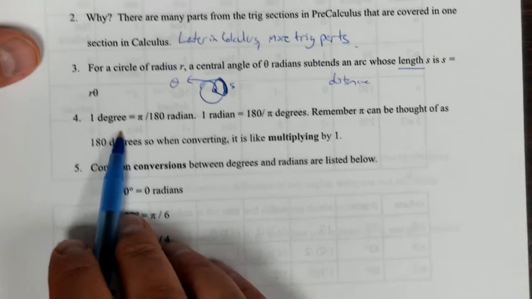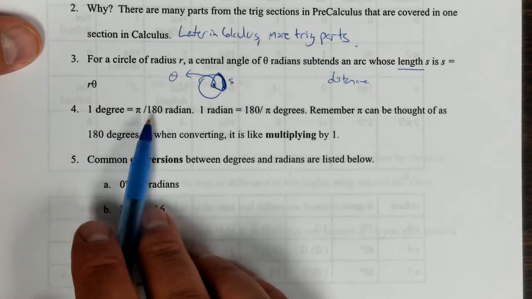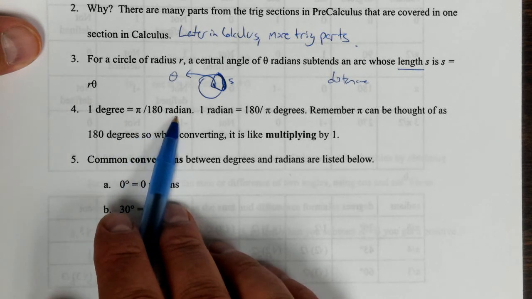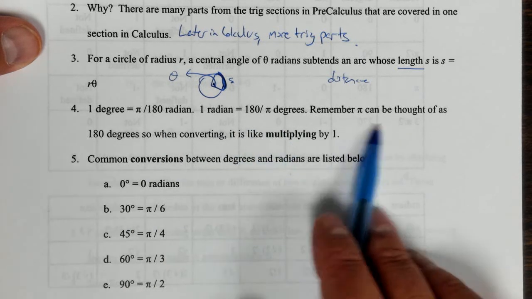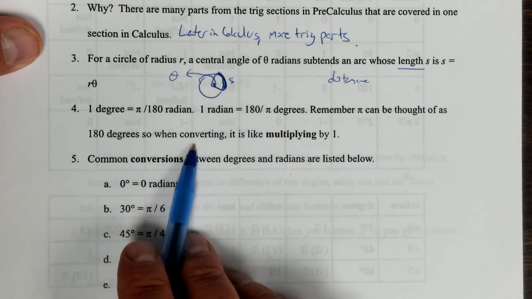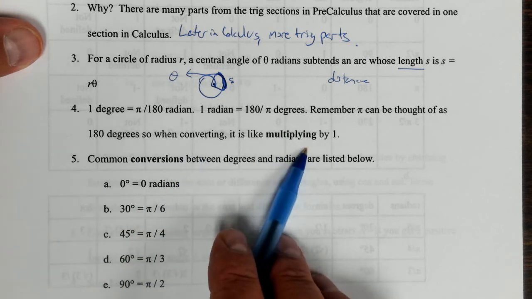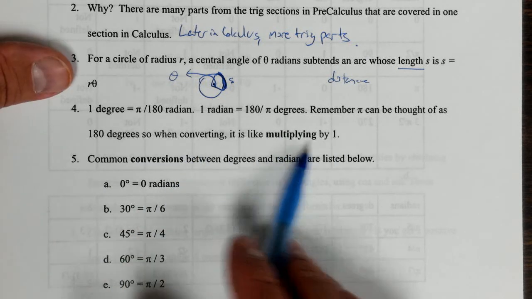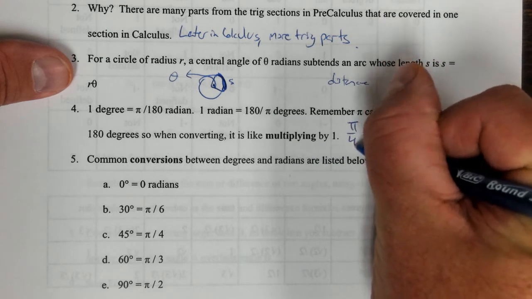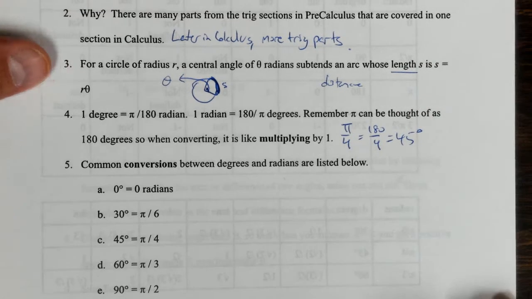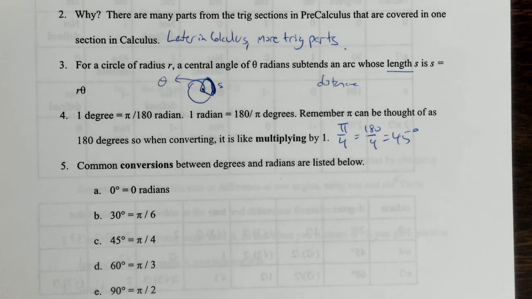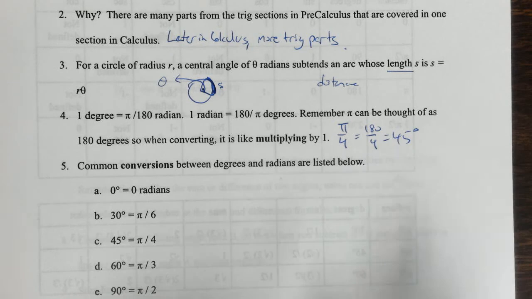Now, when we think about our conversions, 1 degree is pi over 180 radians. 1 radian is 180 over pi degrees. Remember, pi can be thought of as 180, so when we convert, it's like multiplying by 1. Now, what we usually do is say pi over 4 is like 180 over 4, which is really 45 degrees. That's the easiest way to convert it, because not only do you think of pi as 3.14 or 22/7, but also you can think of pi as 180.